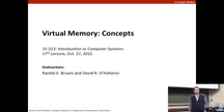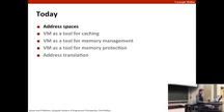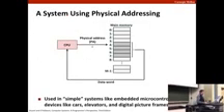Today we're going to learn about an important concept in computer science called virtual memory. So consider a system that uses physical addressing, right? Our idea about memory so far has been that it's a contiguous array of physical bytes that we can access just by giving an offset called an address.